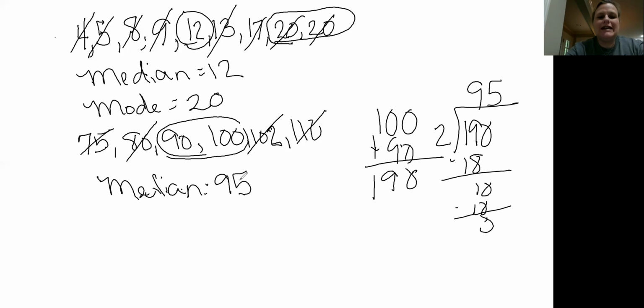Now, nothing in this data set is repeated. There's just 75, 80, 90, 100, 102, and 110. There is no mode because nothing happens any more frequently than any other number. They all occur just one time. So this is a no mode situation.